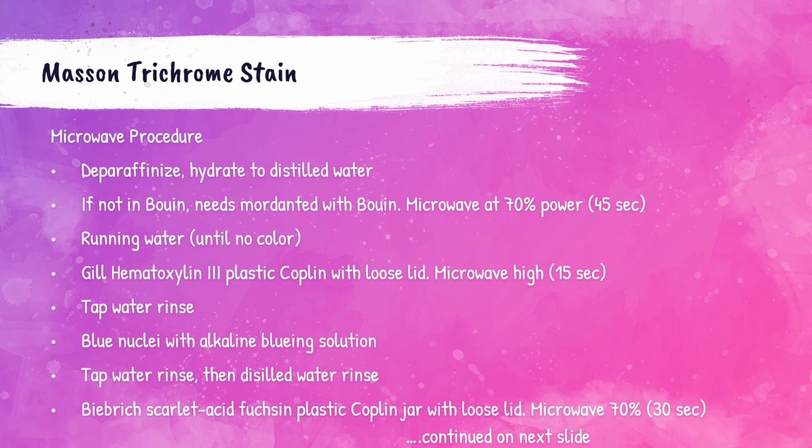Following this rinse, the section should be placed in 1% acetic acid for 2 to 3 minutes. Then they should be dehydrated with 95% and absolute alcohol, 2 changes each, then cleared with xylene and mounted with synthetic resin.